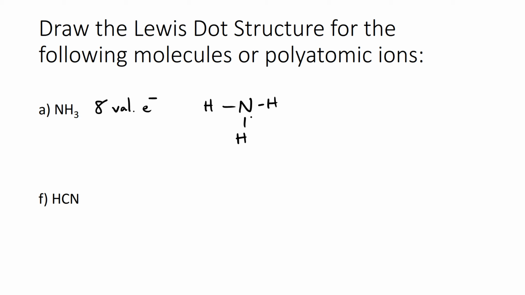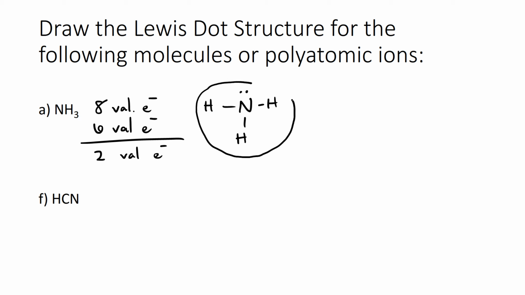Each of these bonds has 2 electrons inside of it, so 2, 4, 6 electrons are already being used up. That gives us a total of 2 valence electrons that need to be used, and the only place that we can put them without violating the duet or octet rule would be right here on the nitrogen. So if we count these up, nitrogen has 2, 4, 6, 8, hydrogen has its 2, and this is going to be the structure for an NH3 molecule.